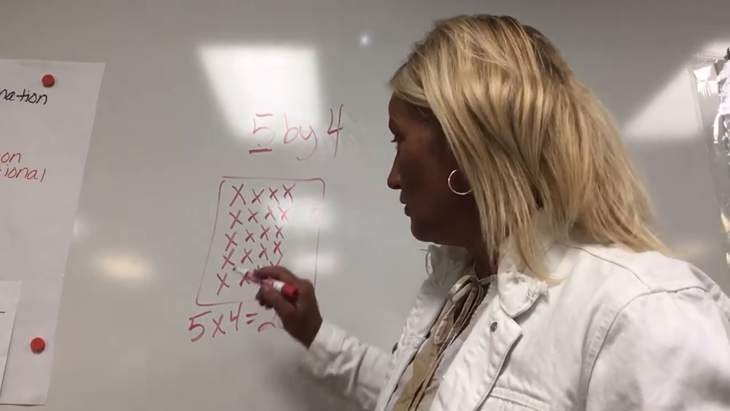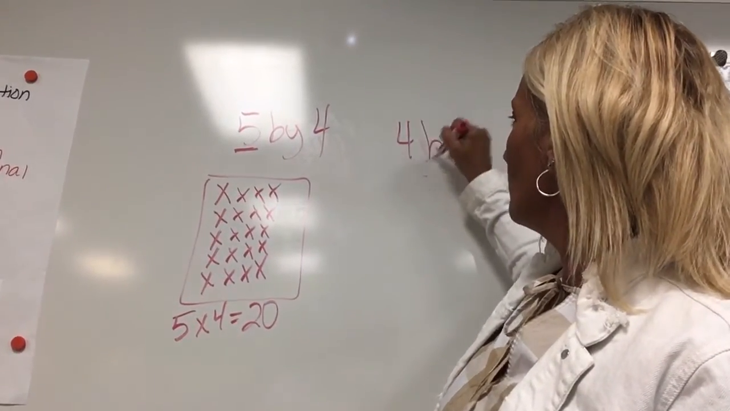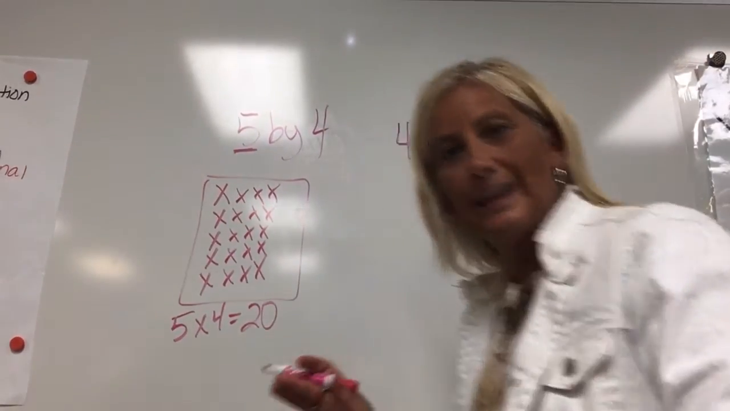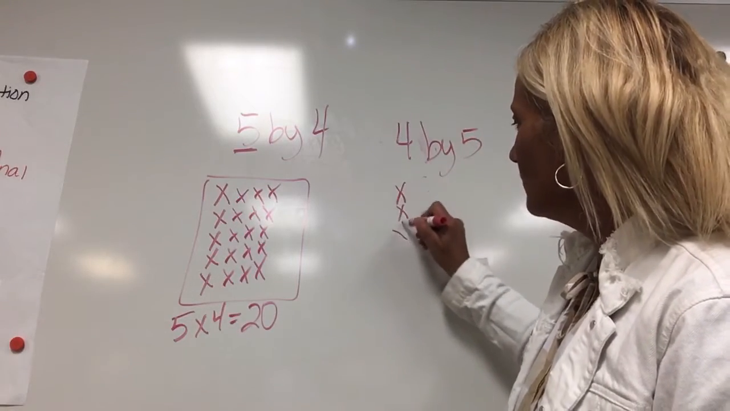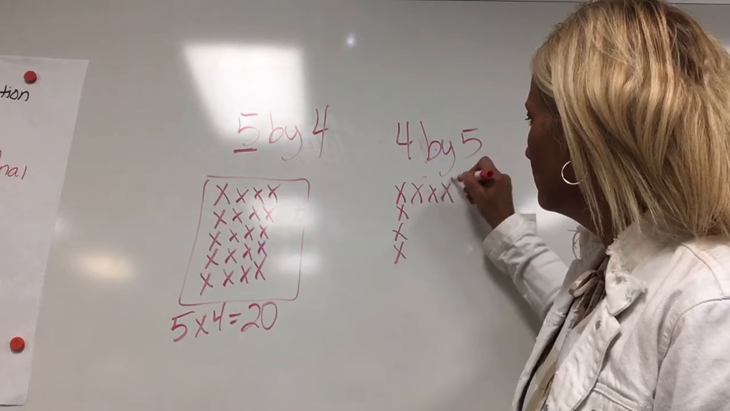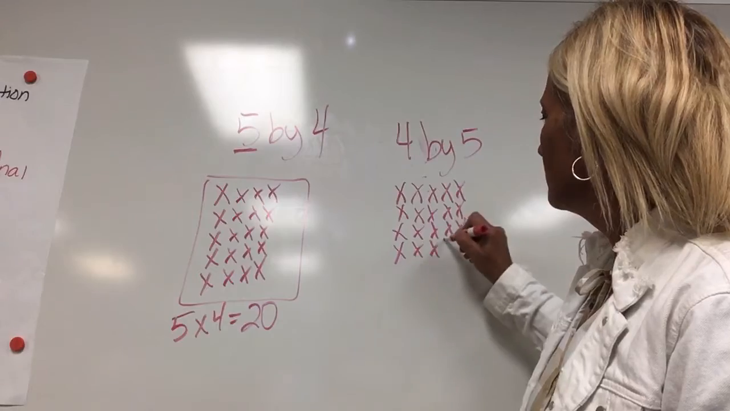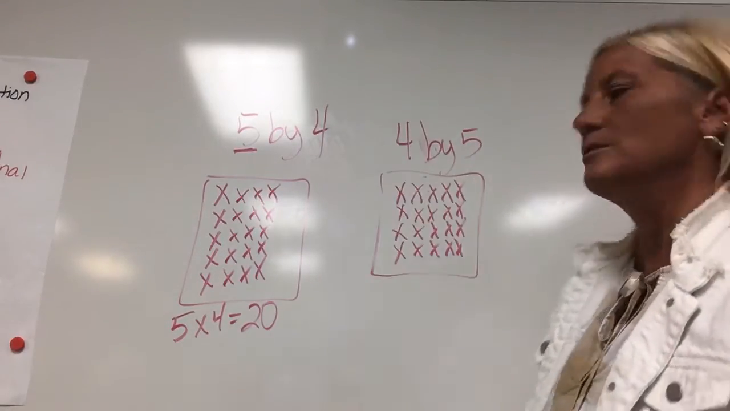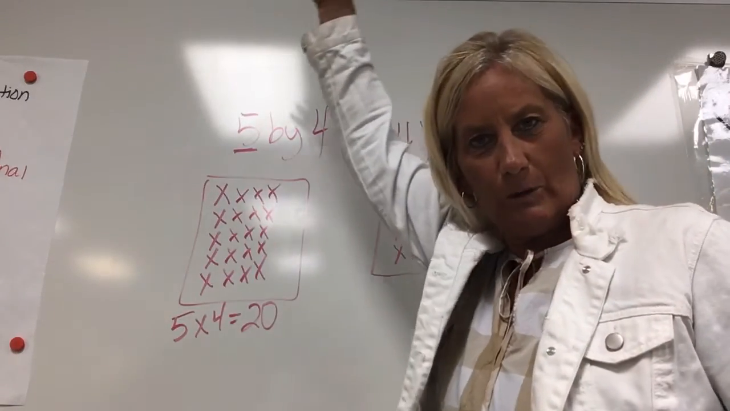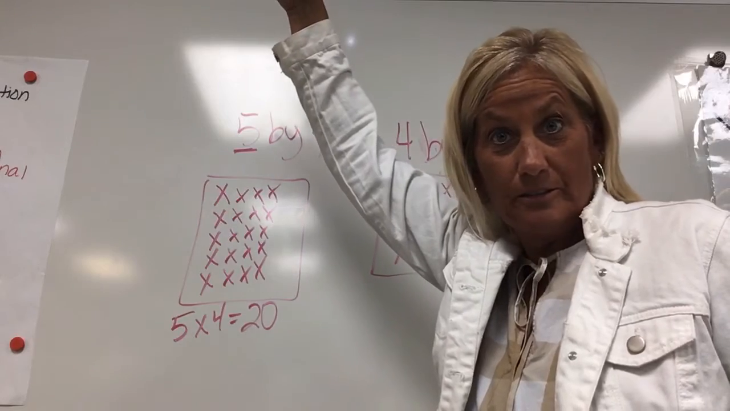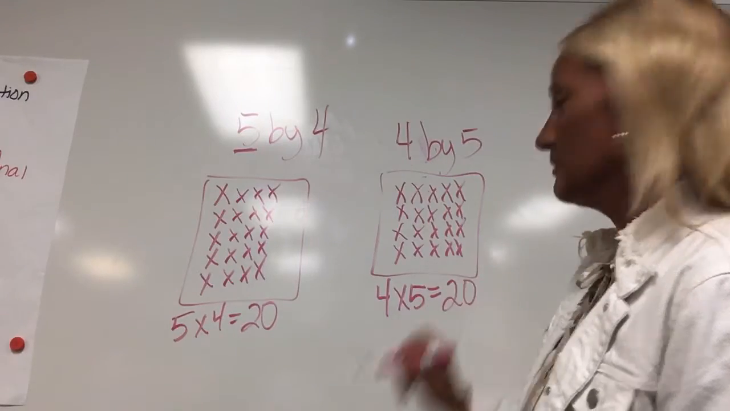Now, if we did a 4 by 5 array, it would just kind of be turned, okay? So again, now I have 4 rows going down, and I have 5 in each row. So notice the difference. This one just looks a little bit wider, right? Where this one looks a little bit more stretched out and longer. Same numbers, same total, only this one is 4 times 5 equals 20.